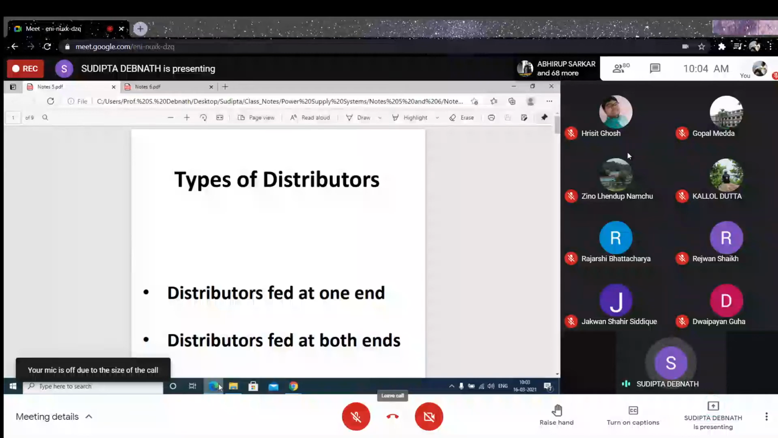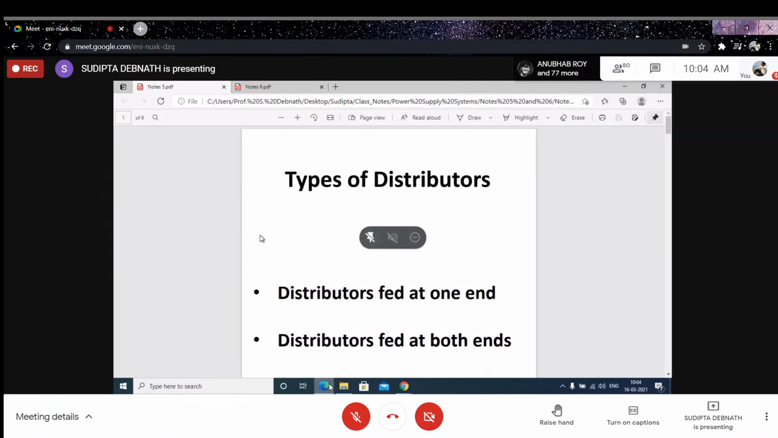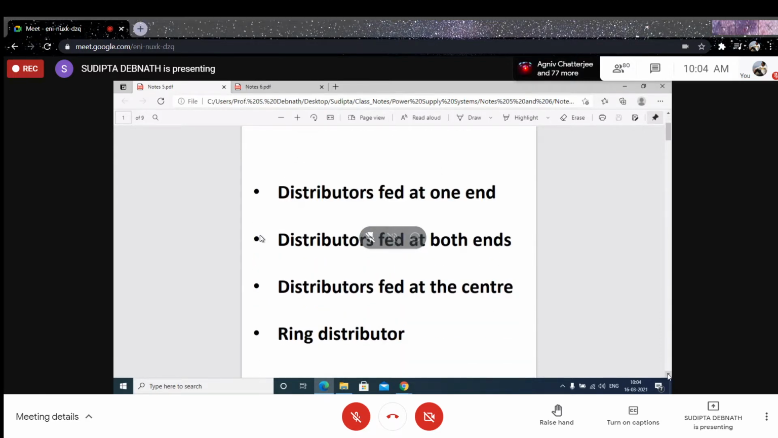Okay, so they are tapped at different points. There are different types of distributors we'll study today. There are mainly 4 types of distributors that we'll discuss. First, distributors fed at one end. Then distributors fed at both ends. Then distributors fed at the center, and the ring distributor.